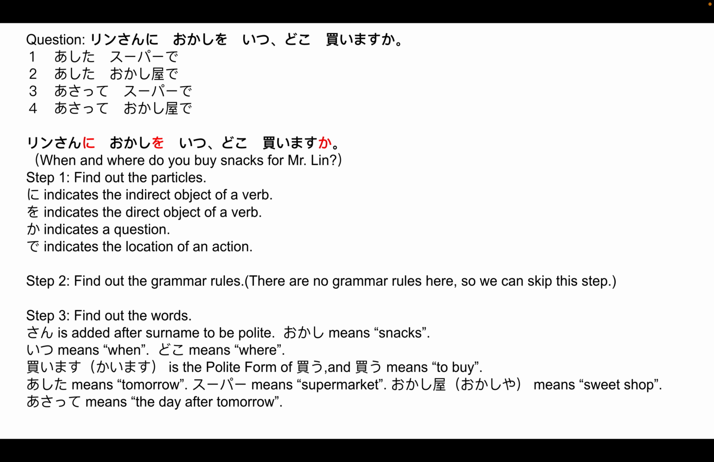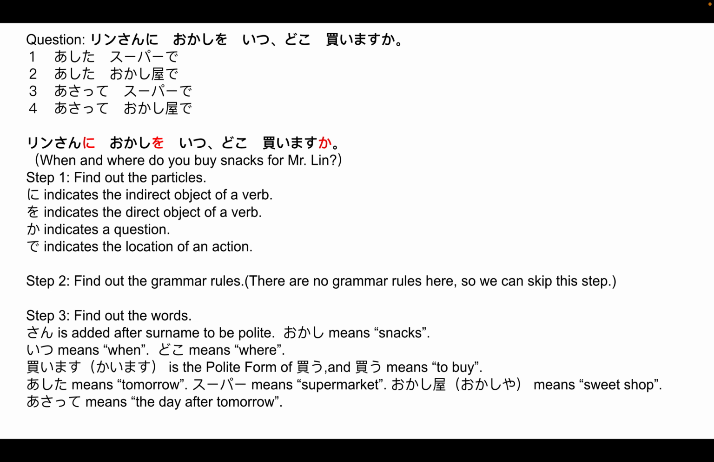リンさんにお菓子をいつどこ買いますか。Ni indicates the indirect object of a verb. Wo indicates the direct object of a verb. Ka indicates a question. De indicates the location of an action. Since there are no grammar rules here, we can skip step 2.